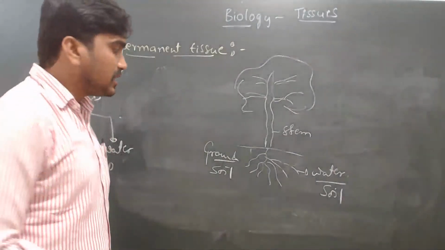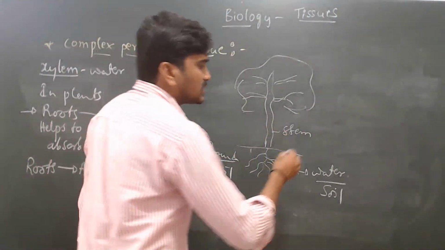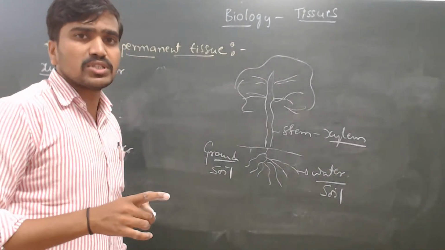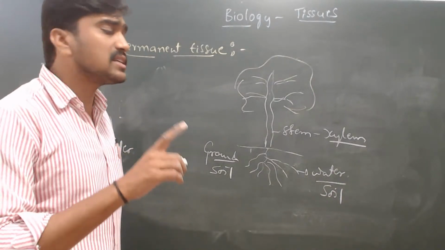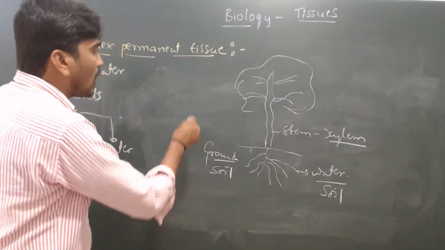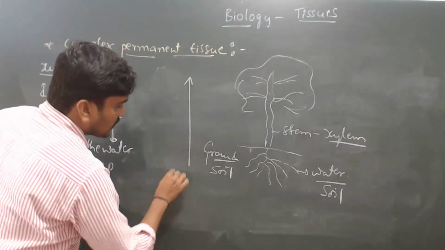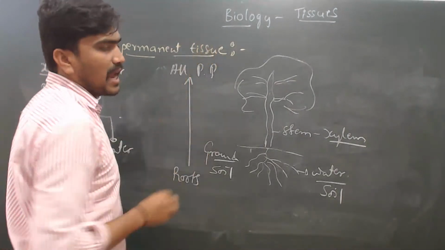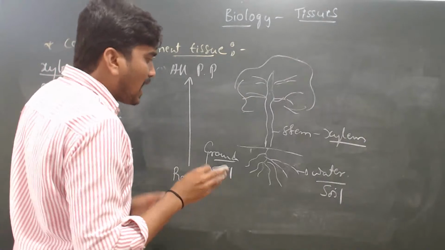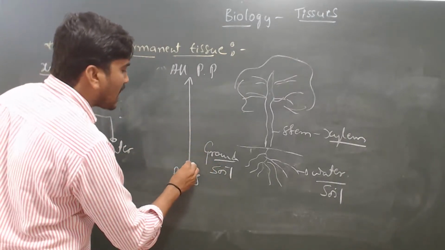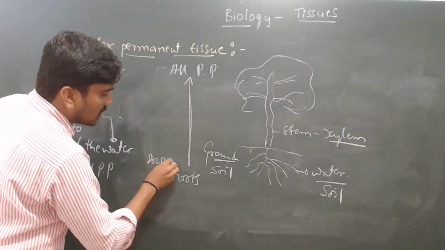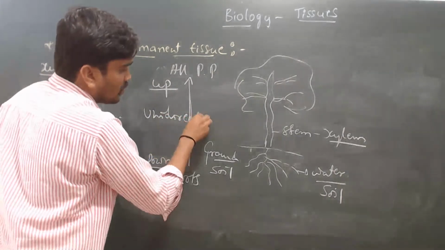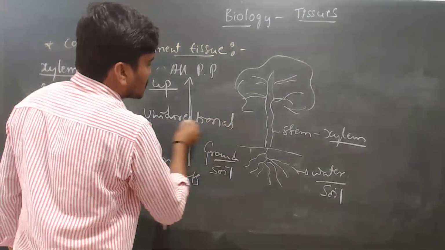From the soil, these roots are connected to the stem, where inside the stem it contains a tissue. Which tissue? Xylem. That xylem tissue, with the help of its components like tracheids and vessels, easily conducts the water from roots to all parts of the plant. And the movement of water in a plant is always from down to upwards, unidirectional.